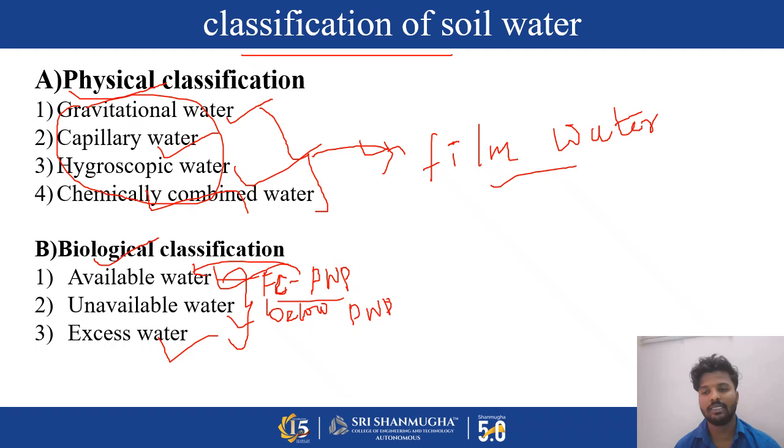The excess water is gravitational water. So gravitational water is the example for excess water. Gravitational water in large pores drains quickly and can cause poor aeration if it persists. Okay. We can move to the next slide.